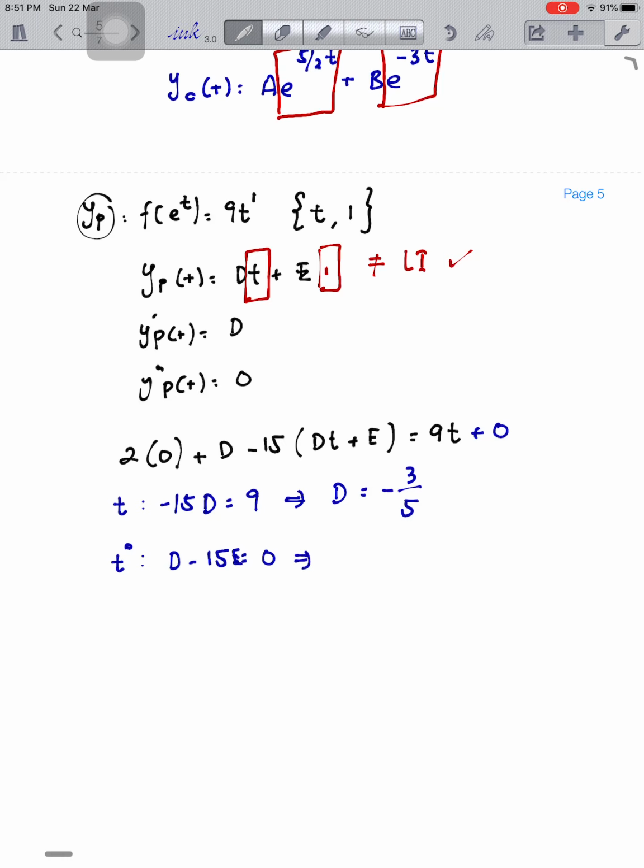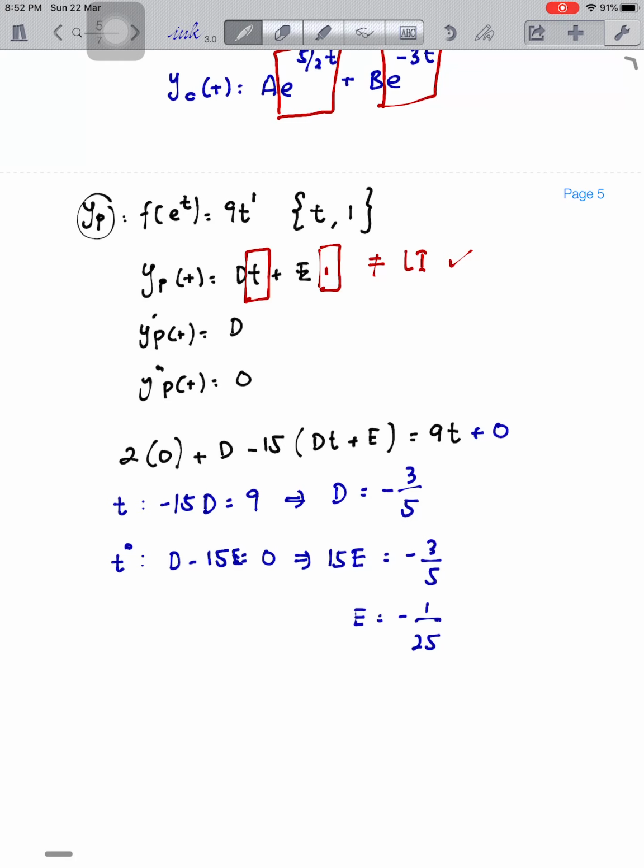So from here I can write that 15e is going to equal d, which is negative 3 over 5. Therefore my e value is going to equal negative 3 over that, but I can cancel it. It's going to become negative 3 over 25. Now that's going to be negative 1 over 25 because I already cancelled the 3 and the 15. So that's negative 1 over 25.